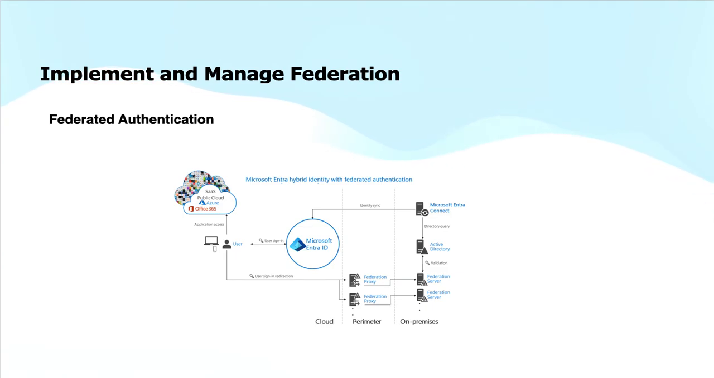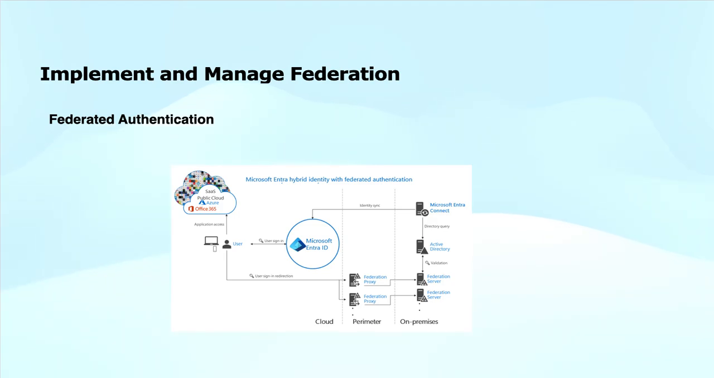If it is federated, the status is that federation is enabled, then it will do the home realm discovery and will redirect this user to the federation servers of this Contoso organization in on-premises through this federation proxy. So the proxy receives this connection, terminates this connection, and initiates the request to the federation servers. So it is an extra layer of security.